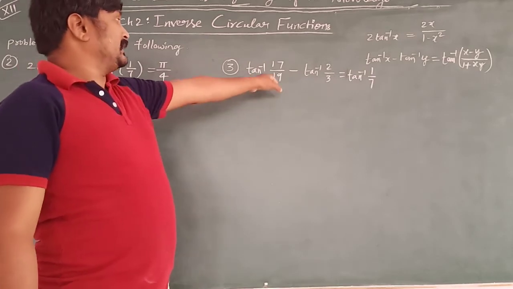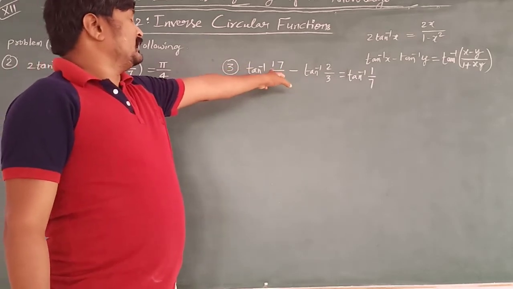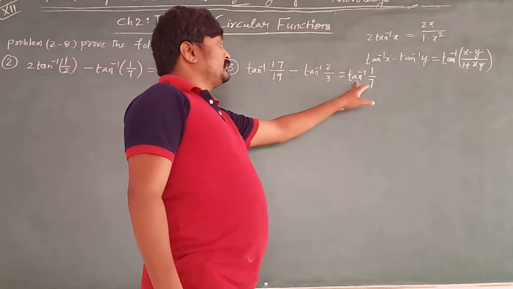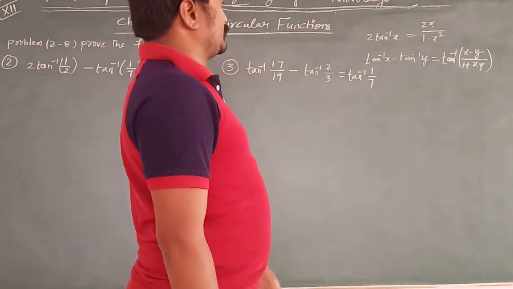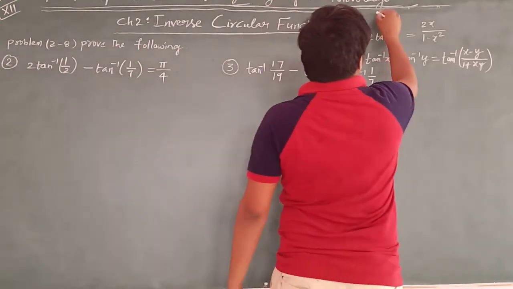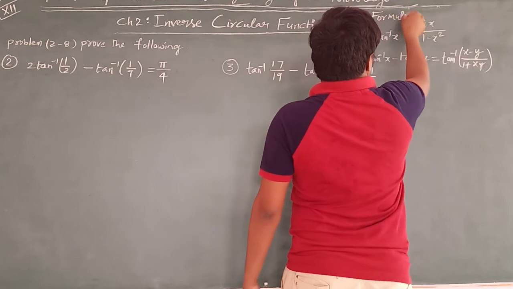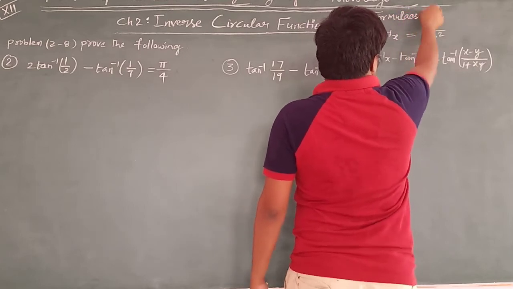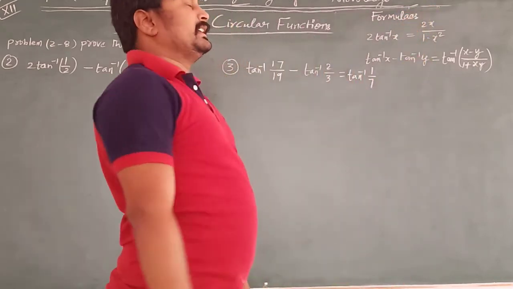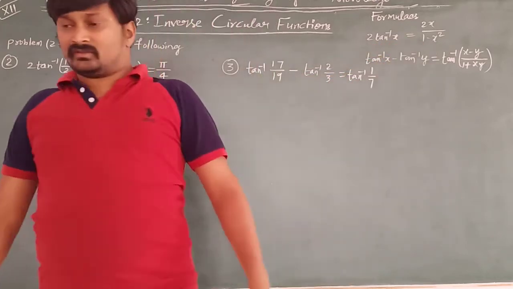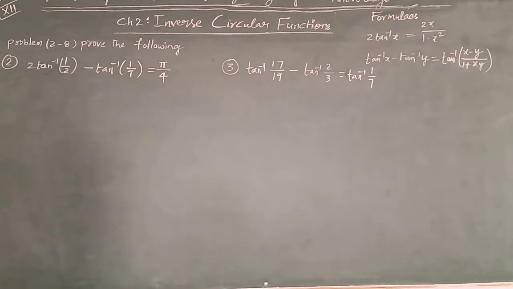And the third one, tan inverse 17 upon 19 minus tan inverse 2 upon 3 is equal to tan inverse 1 upon 7. We need to prove this. For that, use these formulas. You need to remember these formulas. That is, 2 tan inverse x is equal to tan inverse of 2x upon 1 minus x square.